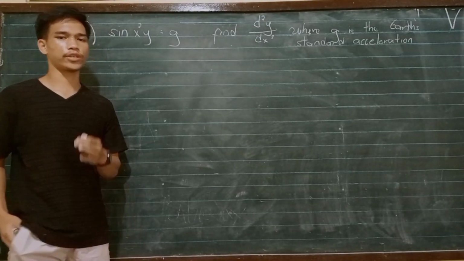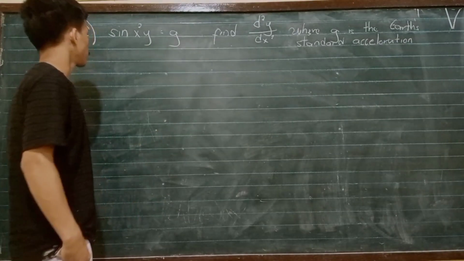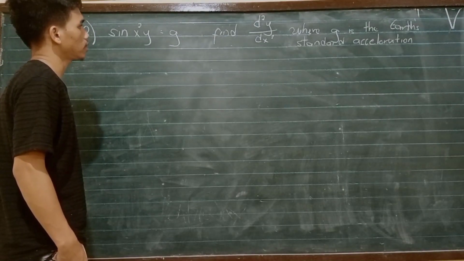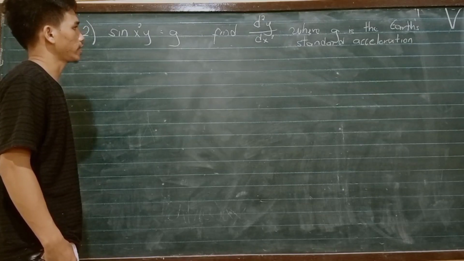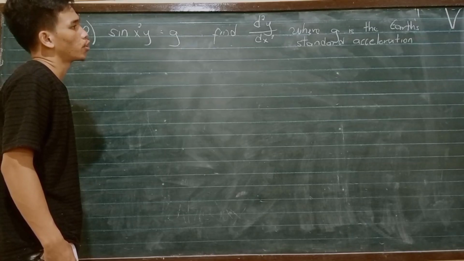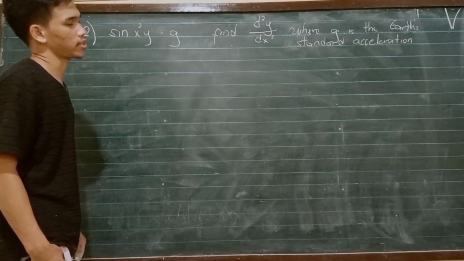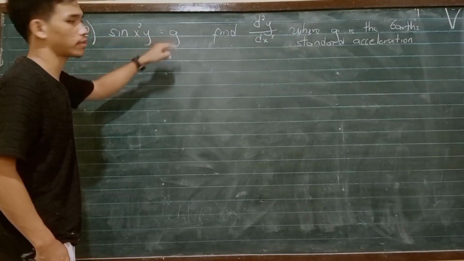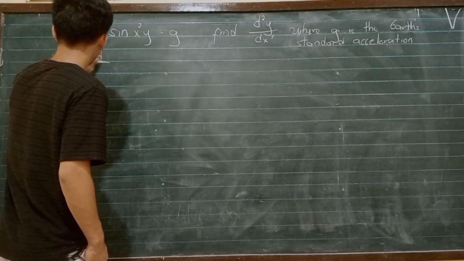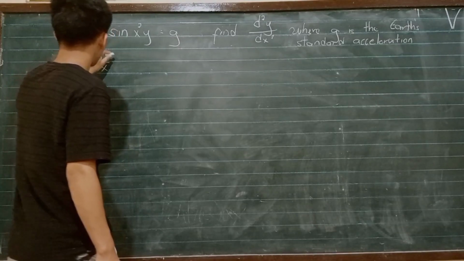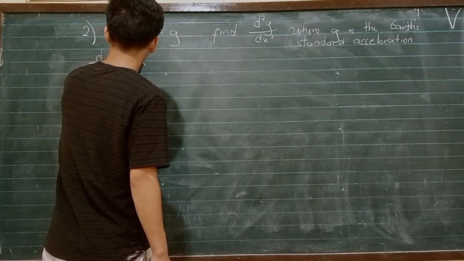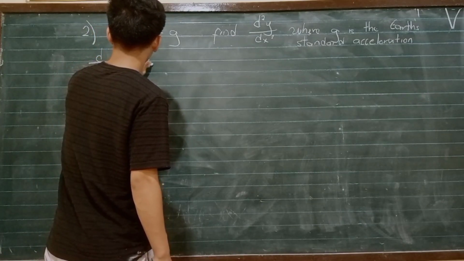So this is for question number 2. Question number 2 is sine of x squared y is equal to g. Find d squared y over dx squared, where g is the Earth's standard acceleration, which is 9.8. So first, we need to find the derivative of these two terms. d over dx of sine of x squared y.